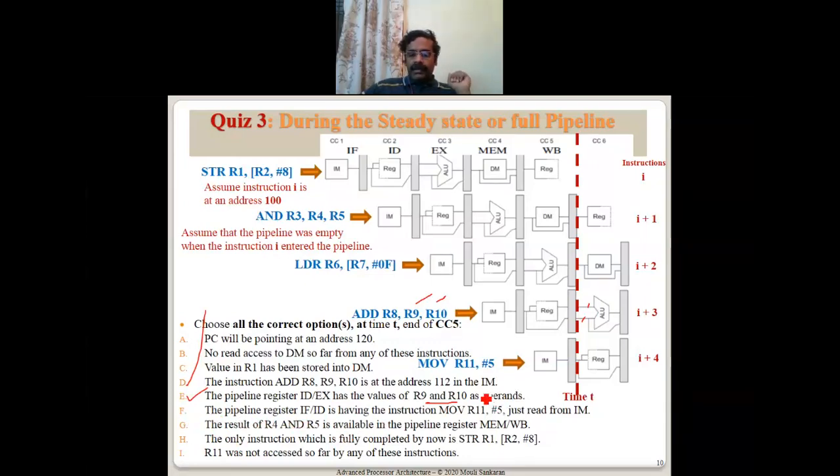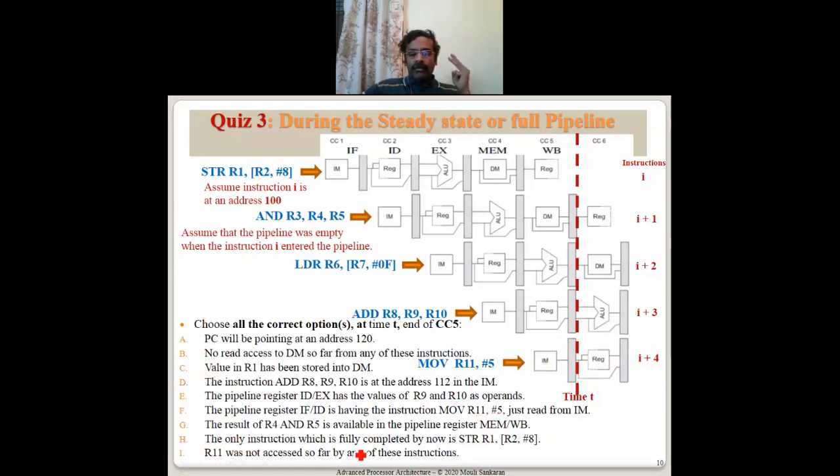IFID, you know where it is. This is the IF stage and this is the ID stage. This is the place. Very good. Now, the instruction move is just read from IM. Of course, it is just read and it is passed to the IR value. So this is also true. Very good. So three more to go.